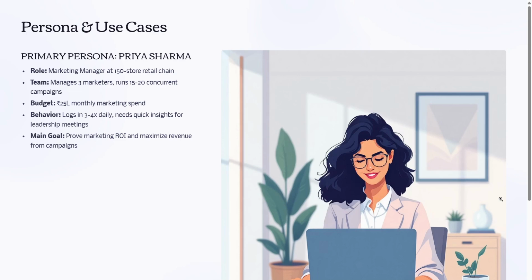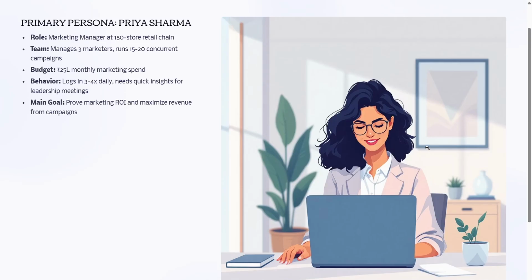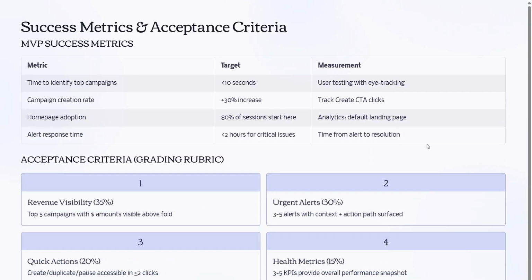The first thing she does is check in the morning. She wants to quickly see top revenue campaigns from yesterday and any overnight failures, or what the team needs to react to today. She also needs to decide which campaigns drove the most return on investment, which ones need to be paused, and which winners to duplicate and scale. In short, Priya needs clarity, speed, and confidence without navigating deep into the product. So let's go to the success metrics.